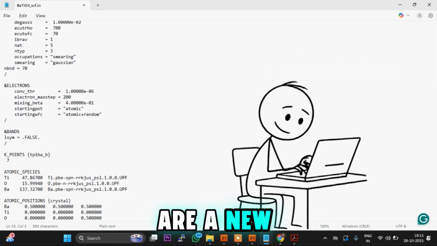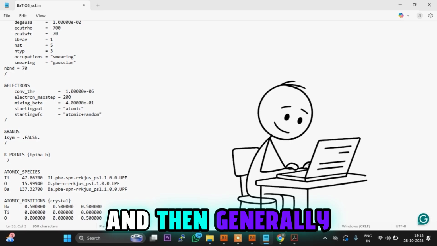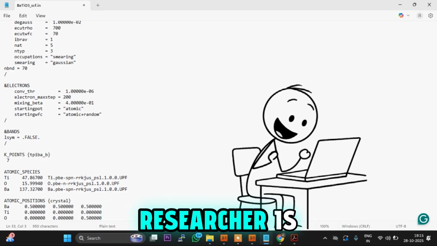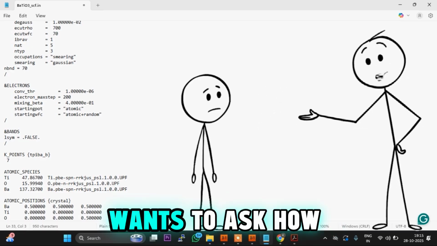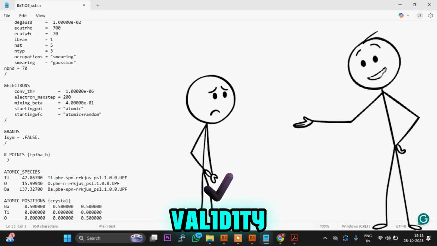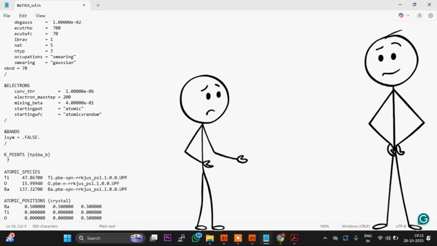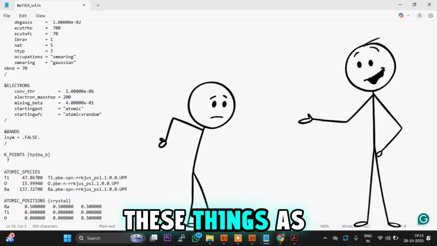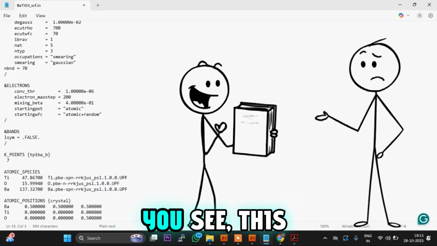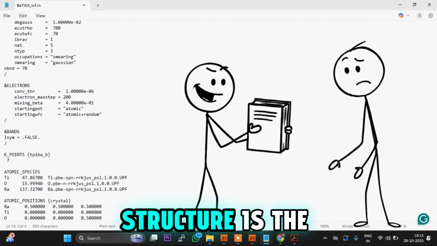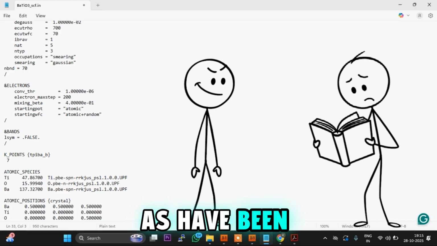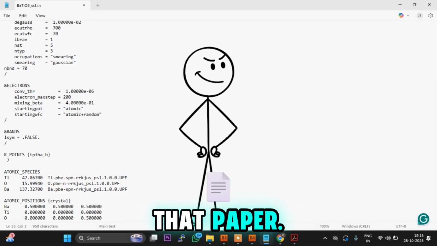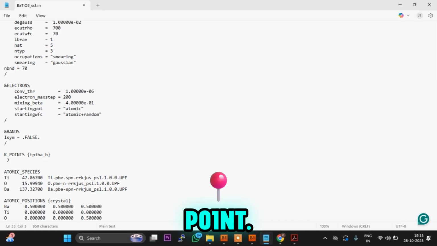Especially if you are a new researcher, generally what happens is that someone wants to ask how much validity your research has, whether your research is even correct. Then you can take these things as differences and say, you see, this particular band structure is the same as the one calculated previously in that paper. So that is one point.